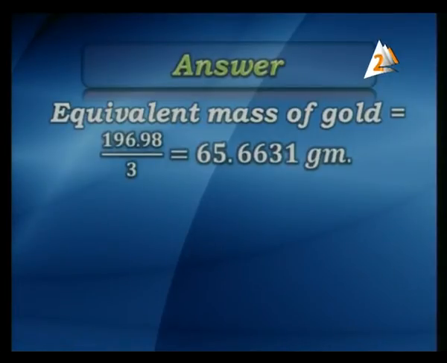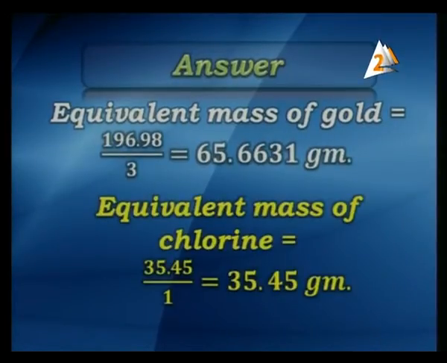The answer is 65.6631. You can say this is in gram, especially for the gold. Is this all? No. What do you have now? We have another one, the equivalent mass of chlorine, with the same method: 35.45 divided by 1. What's meant by 1 here? The 1 here means the valence of the chlorine.